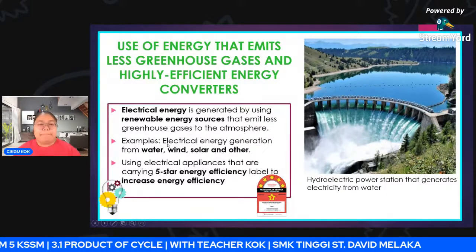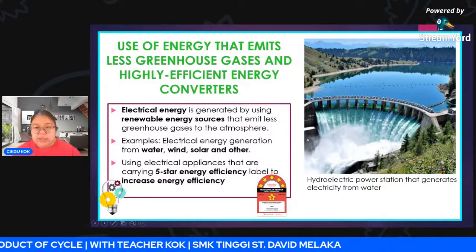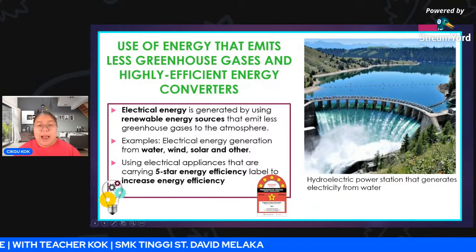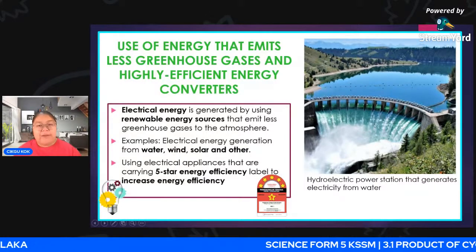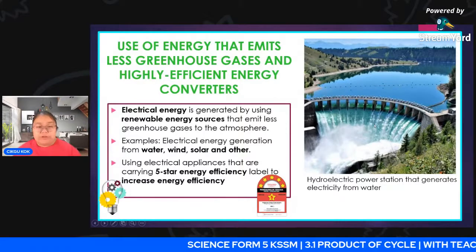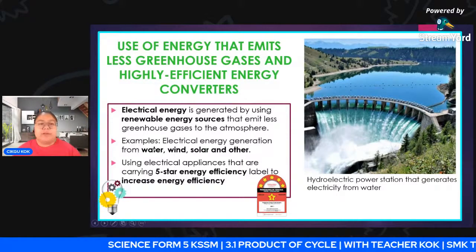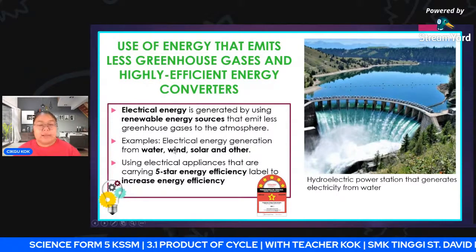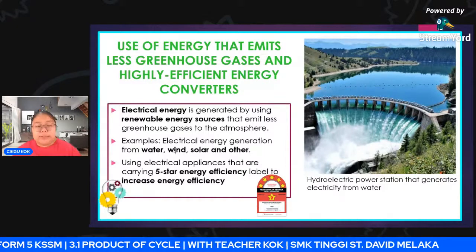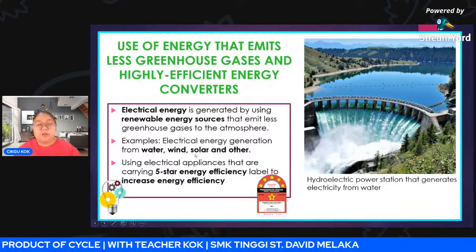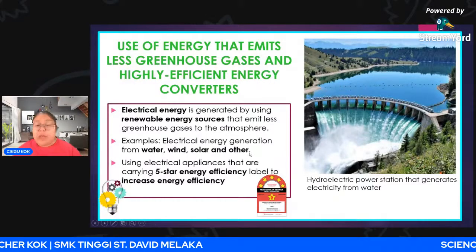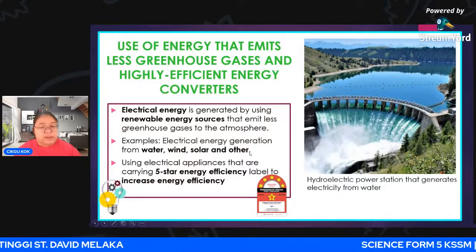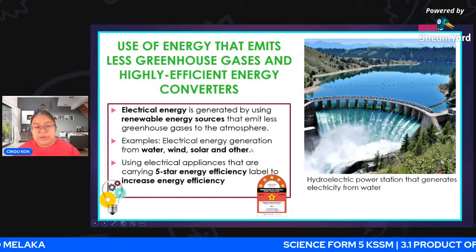So for example, how to generate electricity? Normally we know we use hydro. We use the water from the dam, then when it drops at high velocity, it generates electricity. From here we also have wind. We can set up a windmill to generate electricity, and also solar systems and others. And we also have waves and sound, which can also generate electricity.